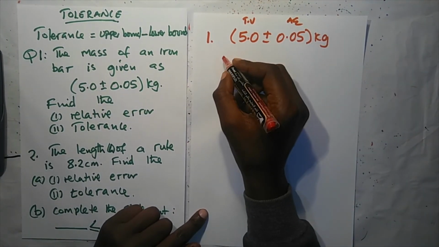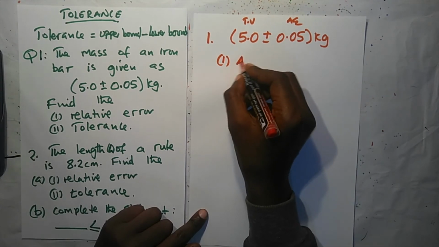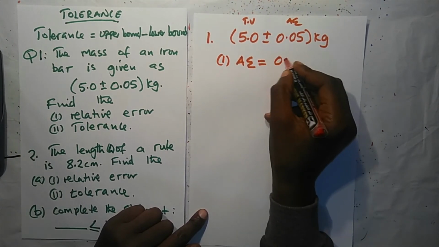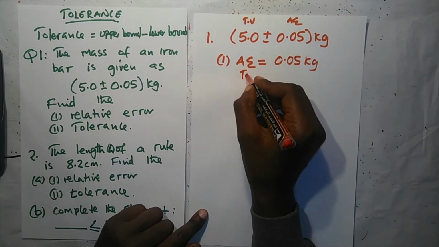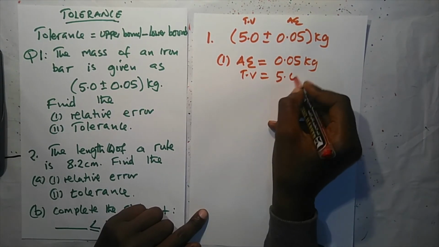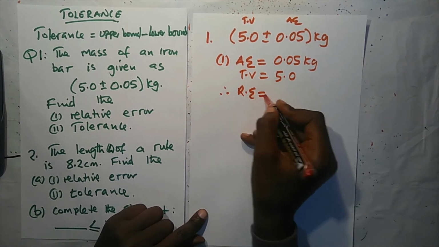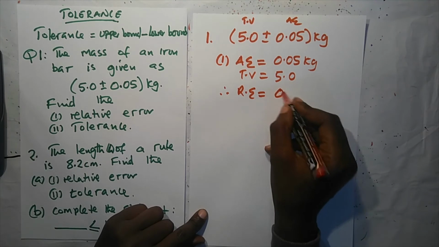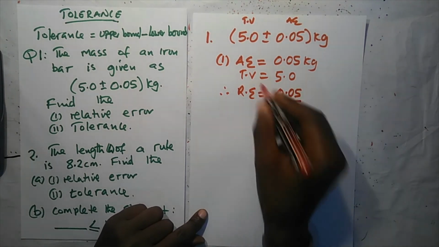So in our question here, our absolute error, because that's the first thing that you need to find, is 0.05 kgs. It's given in the question here. And our true value is 5.0. And therefore, the relative error is found by dividing these two. So the absolute error 0.05 over 5, which is the true value.